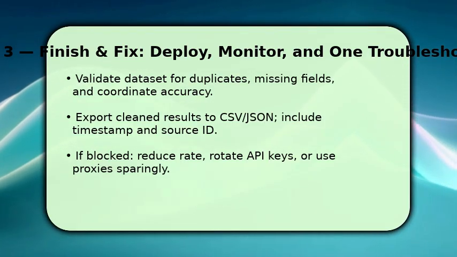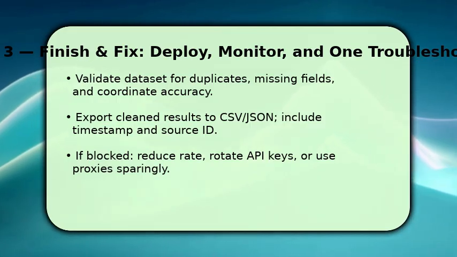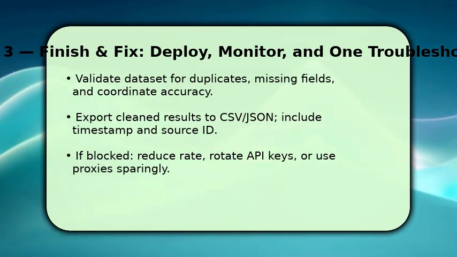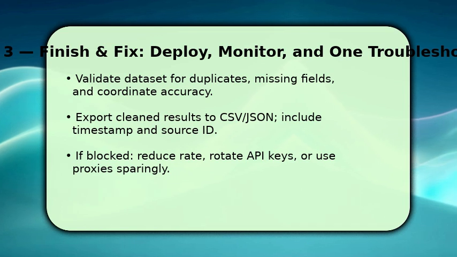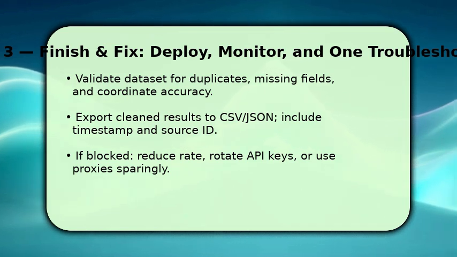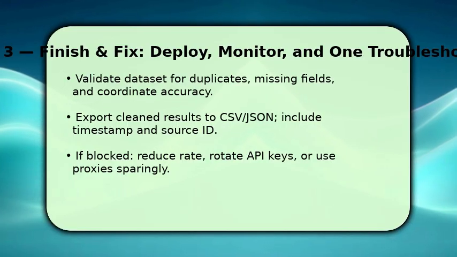If extraction stalls or you hit blocks, first reduce request rate, then rotate API keys or use a reputable proxy. Make sure to monitor quota and error logs, because steady, cautious retries are usually the safest fix.